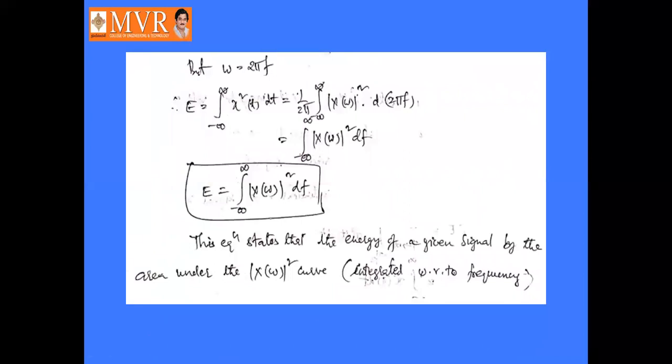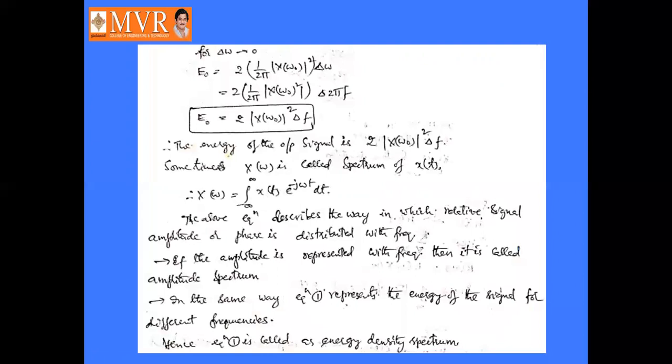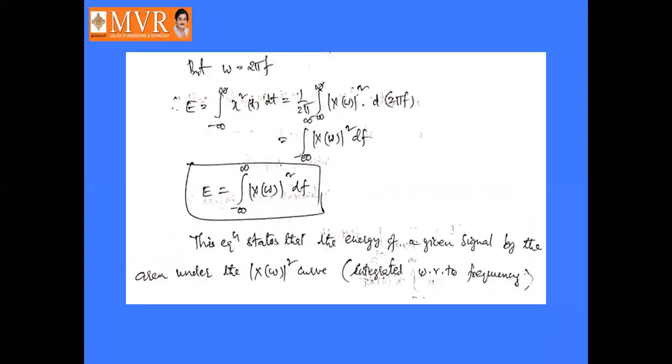Energy is defined as integral minus infinity to infinity x square t dt. It is equal to 1 by 2 pi integral minus infinity to infinity mod X of omega square into d omega. Omega is 2 pi f, so 2 pi and 2 pi get cancelled, and it will become integral minus infinity to infinity mod X of omega square into df. So for the energy density spectrum, E equal to integral minus infinity to infinity mod X of omega square into df. This equation states that the energy of the given signal is the area under the mod X of omega square curve integrated with respect to frequency. That is about the energy density spectrum.